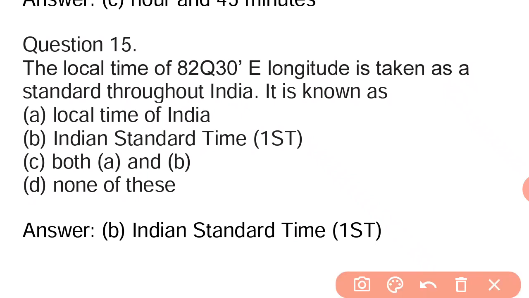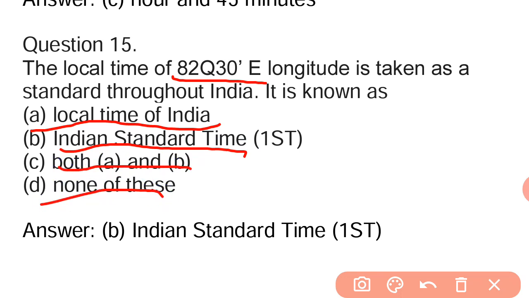The local time of 82 degree 30 minute east longitude is taken as a standard time throughout India. It is known as A, local time of India, B, Indian Standard Time, C, both A and B, D, none of these. Right answer is option B, Indian Standard Time, IST.